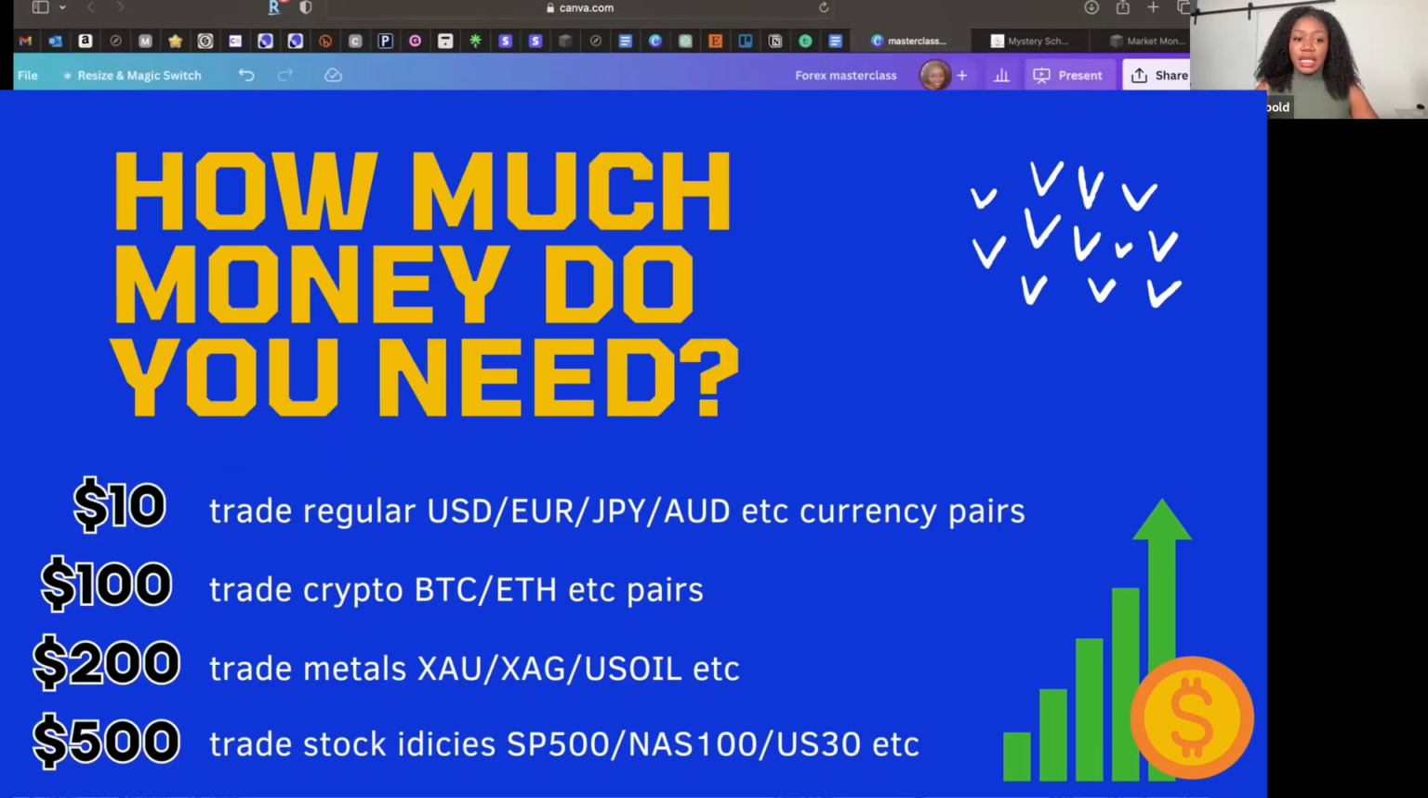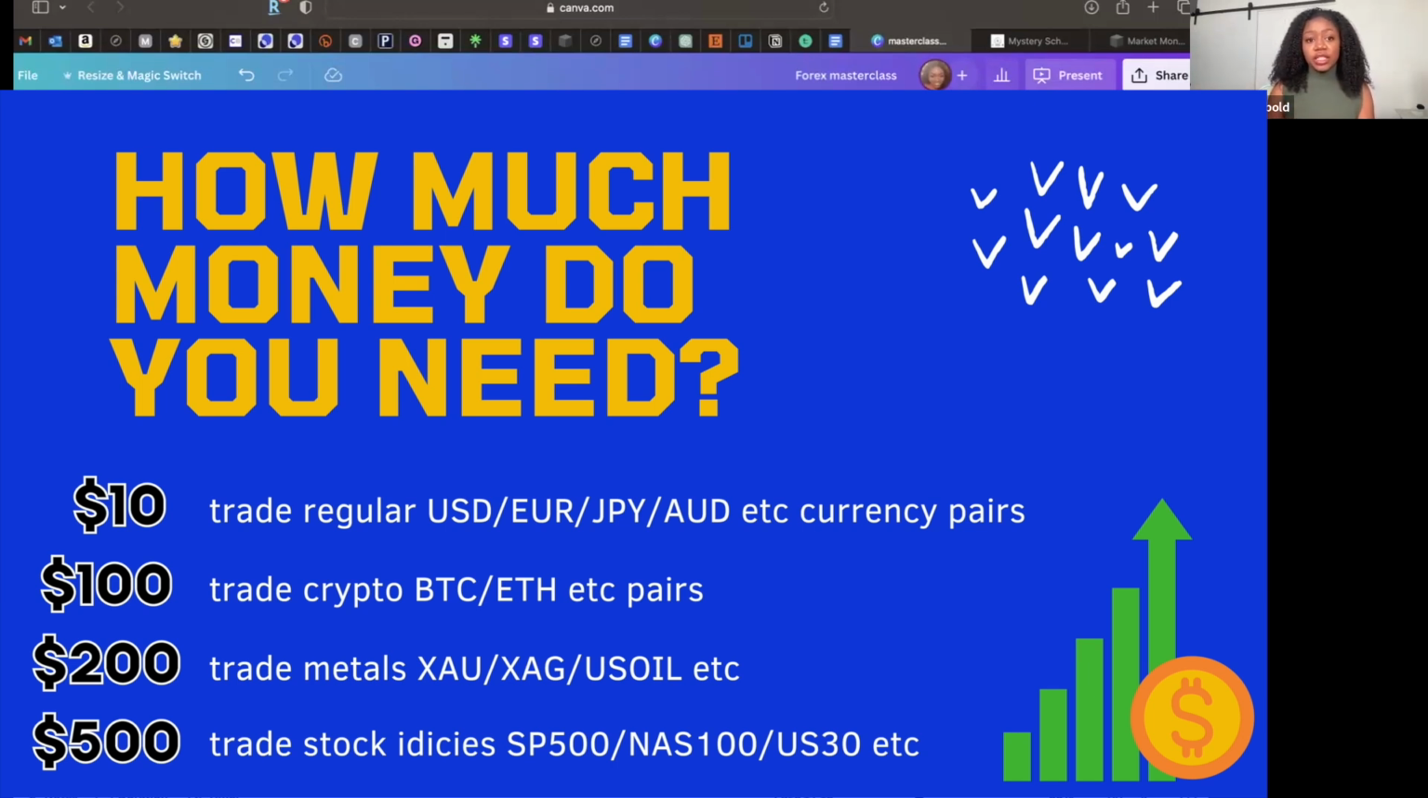How much money do you need? This is really important, and this is going to have to do with what you plan on trading. And honestly, you can start with what you can afford and then work your way up as your account balance grows, then you can start having more options for what you can trade.